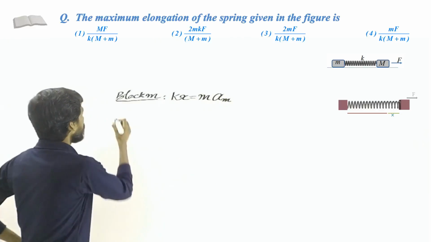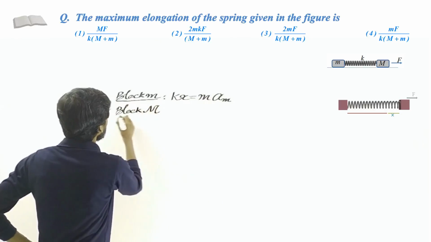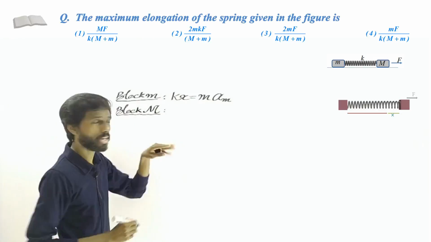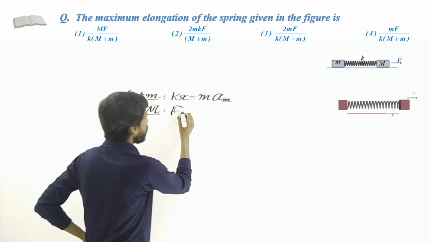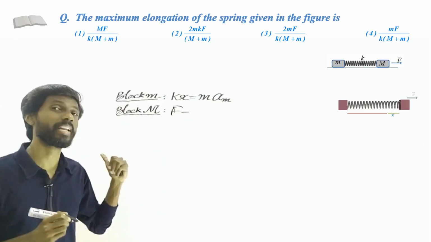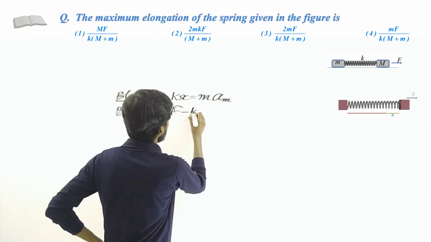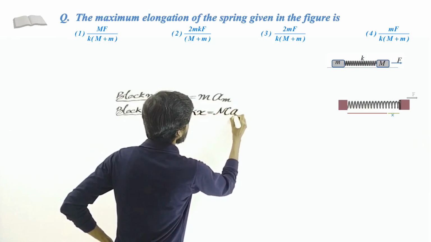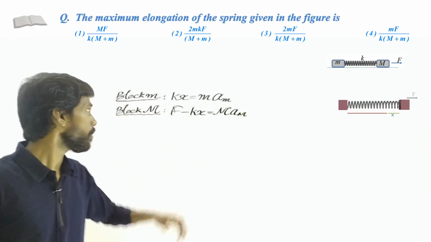Okay. Now similarly the other block. What are the forces acting on this block of mass capital M? Force F in this direction, and the spring force is acting in the opposite direction this time, on that block. So F minus kx equals mass times the acceleration of that block, that is M a_M. This is the relation between the accelerations.